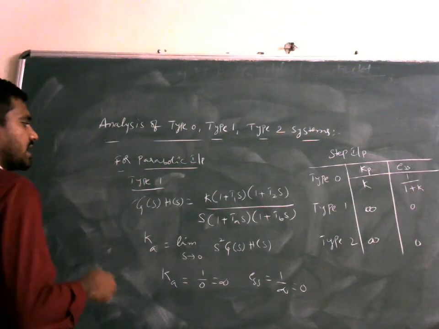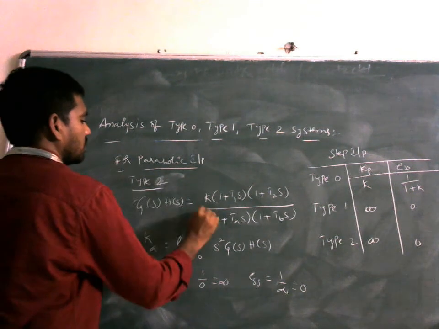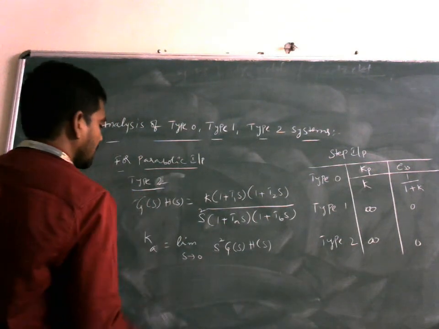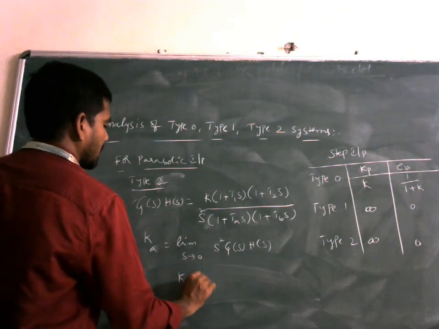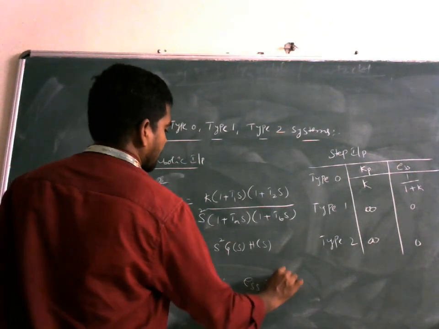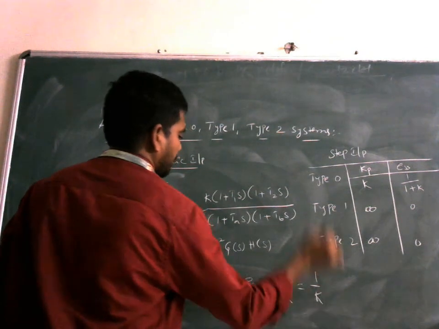Similarly you can take type 2. Type 2 means what you are going to get? This is type 2, this is s squared. s squared is going to cancel, and the Ka value becomes K, and the ess value will be 1 by Ka, which is equal to 1 by K.